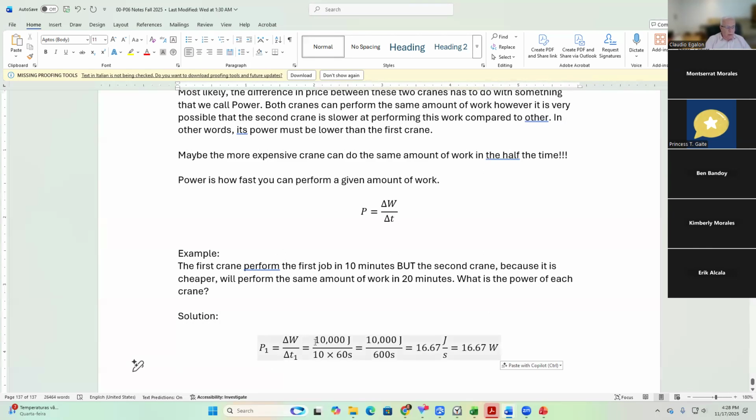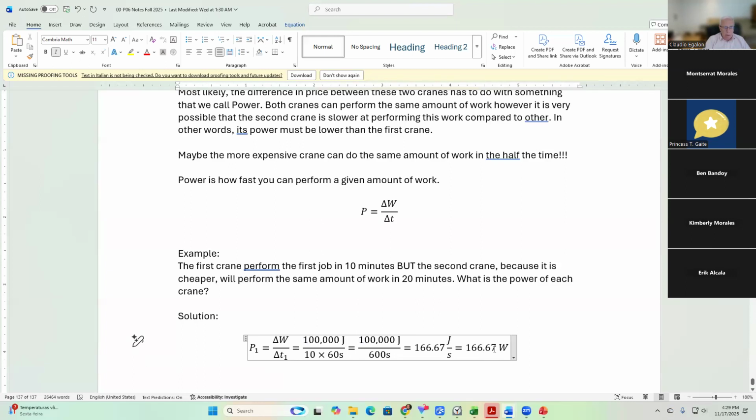First crane is not 110,000, right? It's 100,000 joules. MGH, 10 minutes. 10 minutes have 600 seconds. And what we end up getting is 166.67 joules per second. Okay, that's the unit of power.